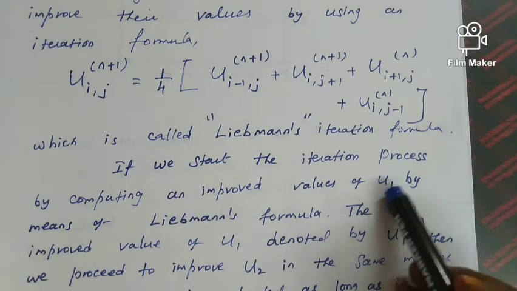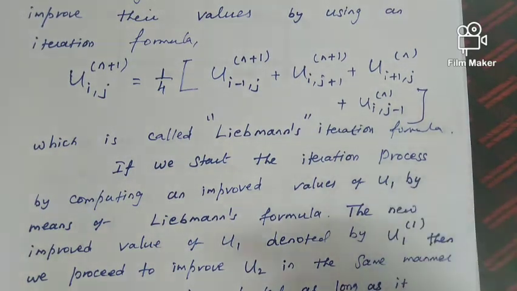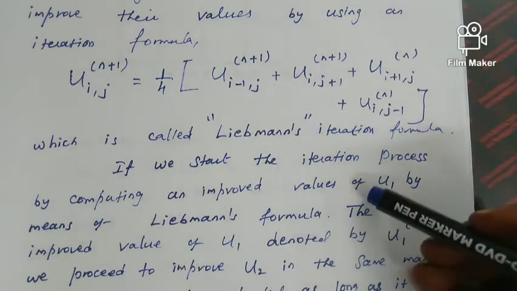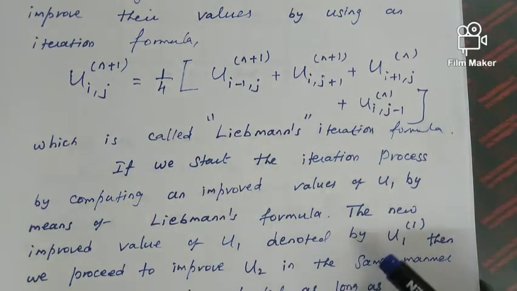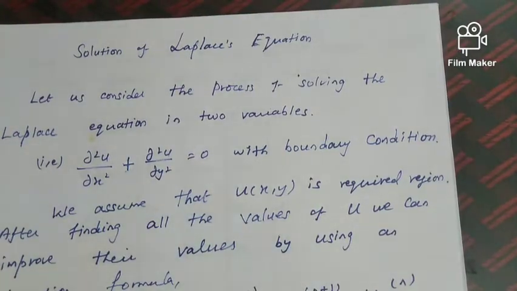Once you have arrived at two consecutive values of u1 being equal, then we will proceed with the same procedure for u2. So this is the procedure for finding the solution of Laplace equations under unit 5.